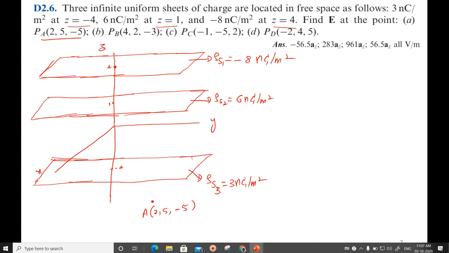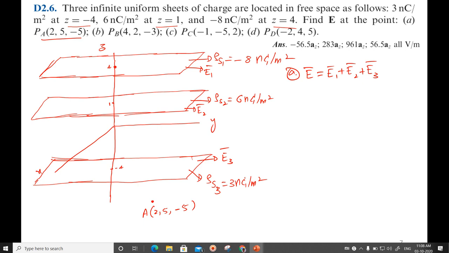Then what is the total electric field intensity at point A due to sheet charge 1, sheet charge 2 and sheet charge 3? The electric field intensity due to sheet charge 1, I will call E1. Due to the second sheet, I will call it E2, and this third sheet E3. So the total electric field intensity at point A due to the 3 sheets is given by E1 plus E2 plus E3.